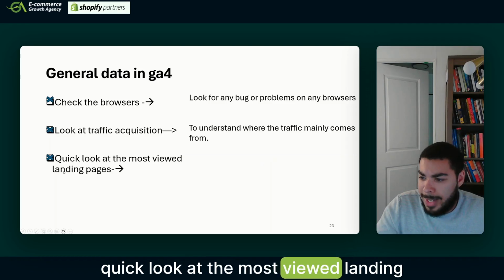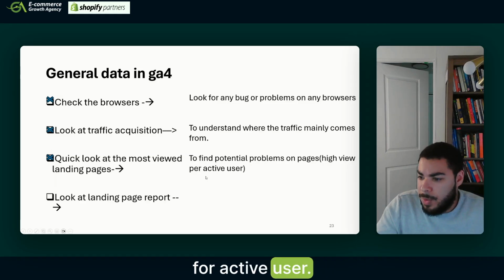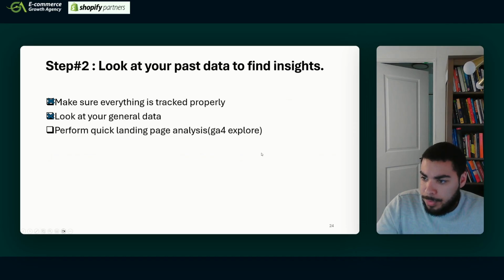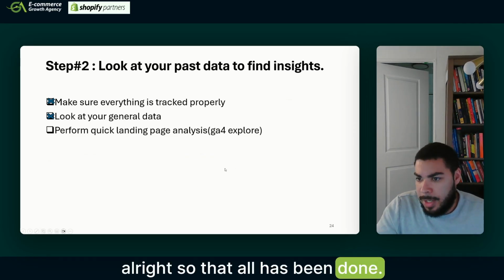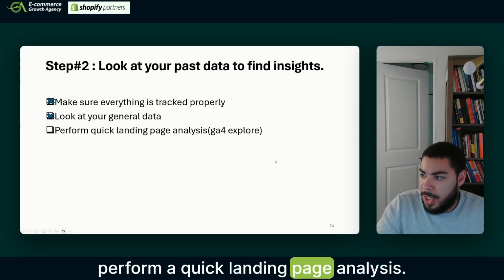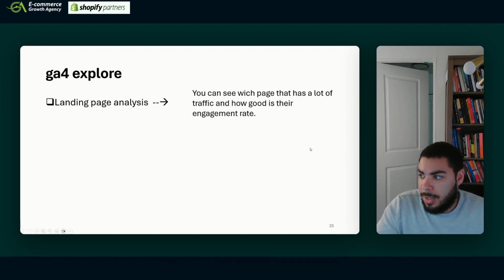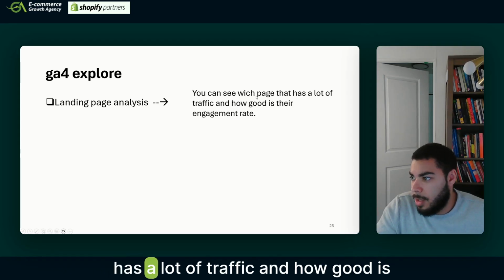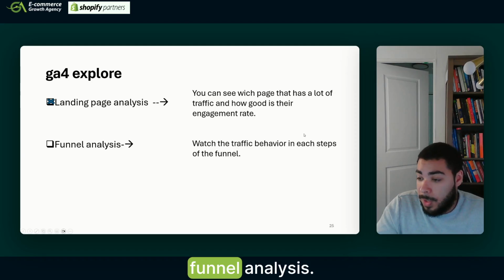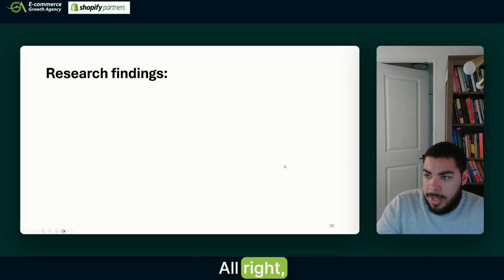Quick look at the most viewed landing page to find potential problems on pages. High views per active user. A look at the landing page report. All right, so that all has been done. The next thing we're going to do is perform a quick landing page analysis. Basically, you can see which page has a lot of traffic and how good its engagement rate is. Funnel analysis: watch the traffic behavior in each step of the funnel. All right, that also has been done.